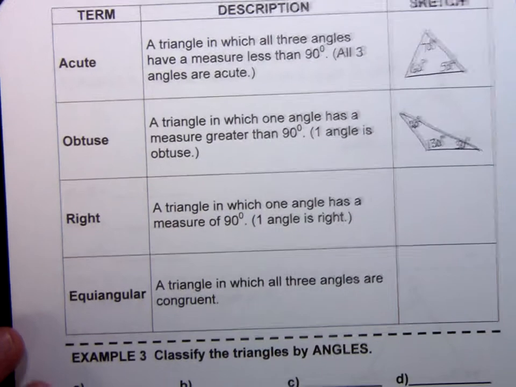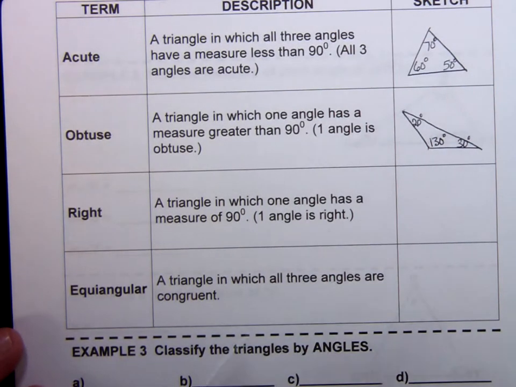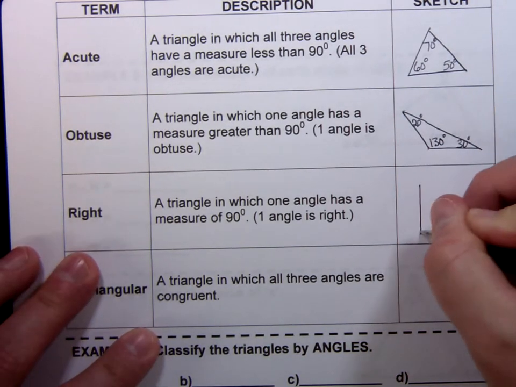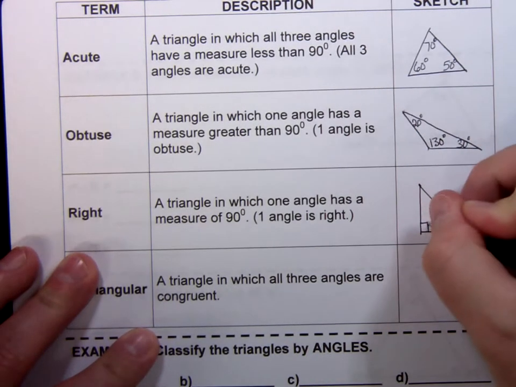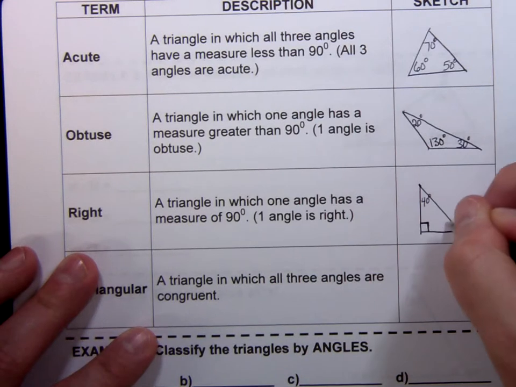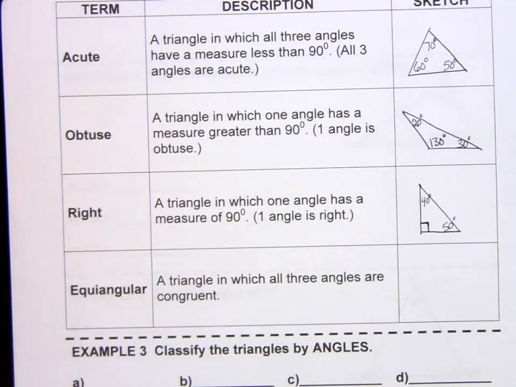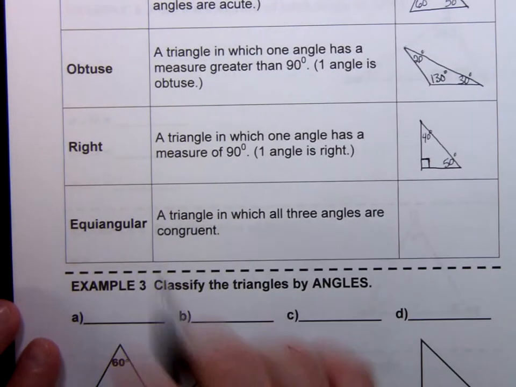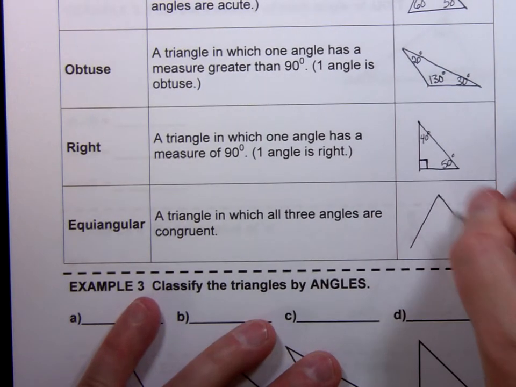Okay, a right triangle is a triangle that has one angle with a measure of 90 degrees. So it has one right angle. Because again, it's going to have 2 acute angles. So everything's based on that third angle. So if that one angle by itself is a right angle, 90 degrees, then this is going to be a right triangle no matter what the other 2 angles are. And equiangular is a triangle with all 3 angles that are congruent. All 3 angles are congruent.